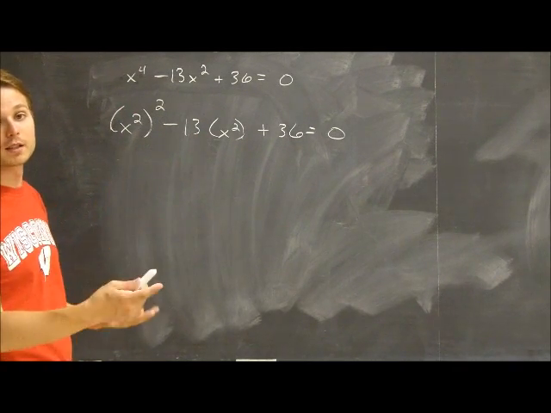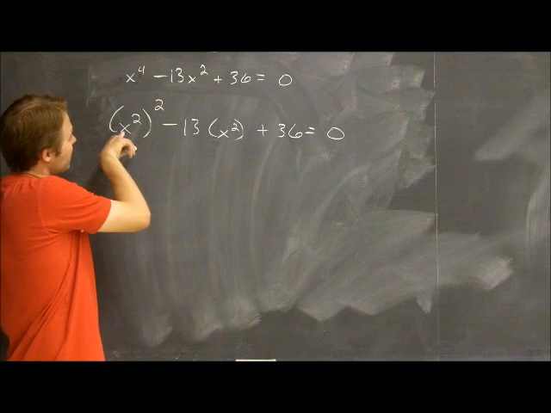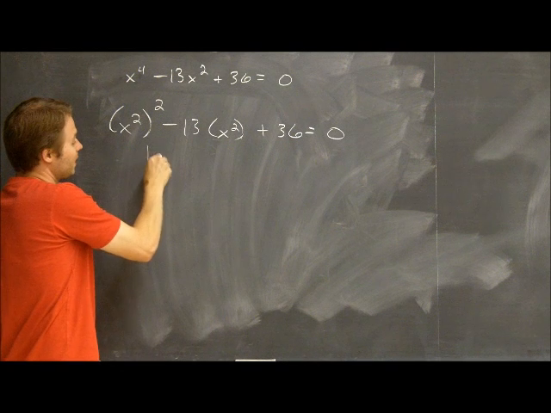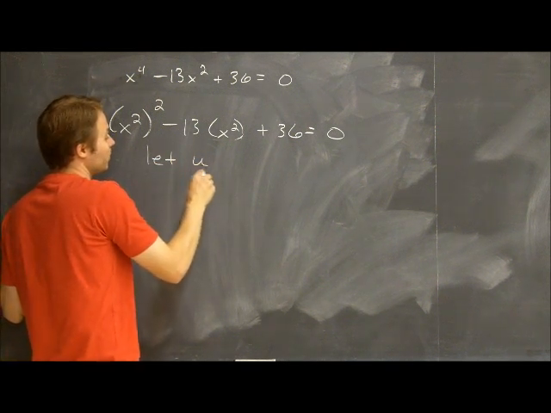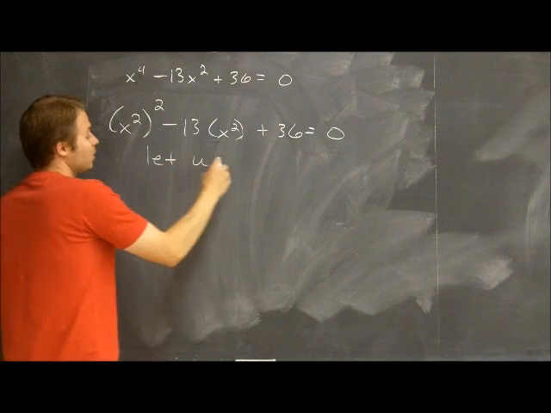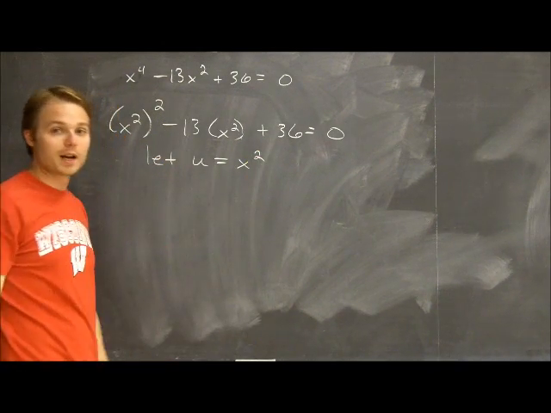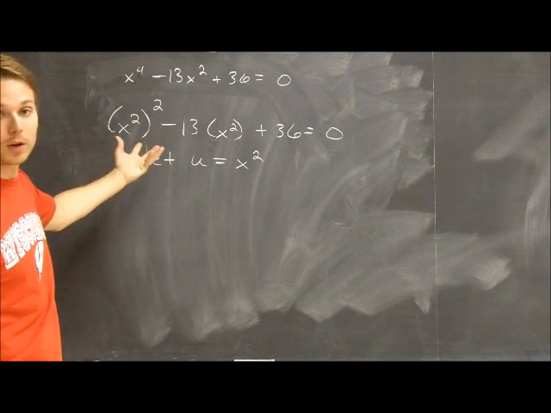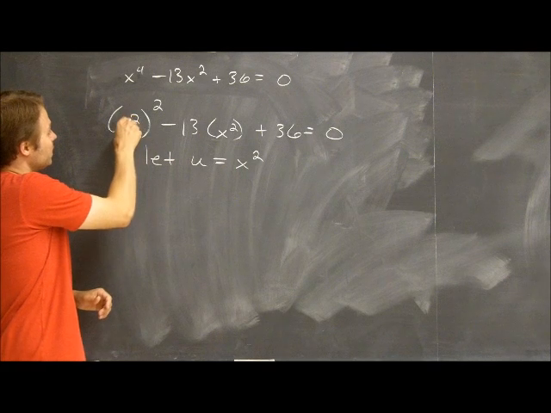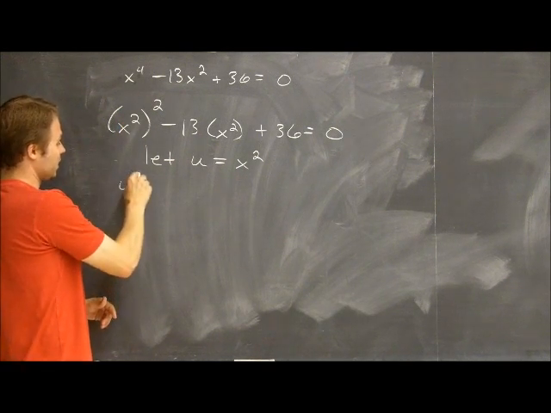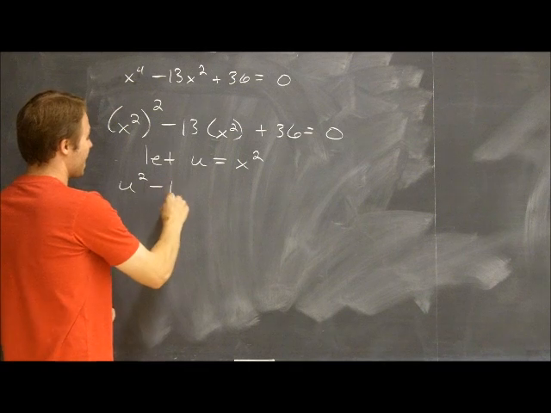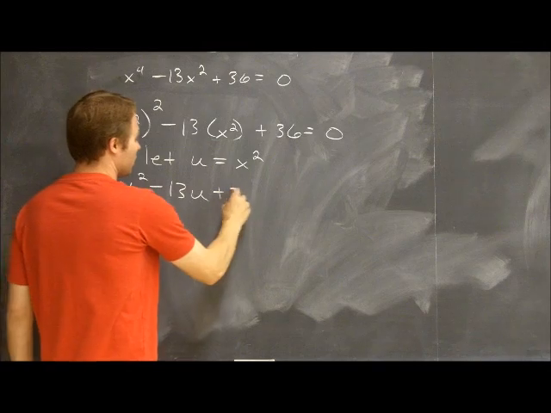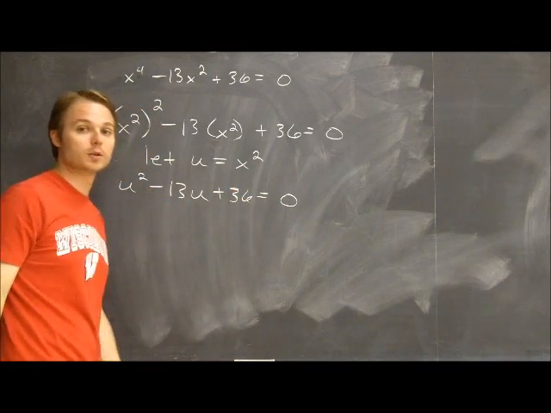I'm going to do one more step to make this a little easier to look at. So instead of this x squared, I'm going to replace this with a different variable, the variable u. We'll call this u substitution. So I'm going to let u equal my x squared. So now in this equation, instead of writing the x squared at every step, I'm going to write a u instead. So instead of x squared squared, I'll write u squared minus 13 times u instead of x squared, and then plus 36, and all that's equal to 0.